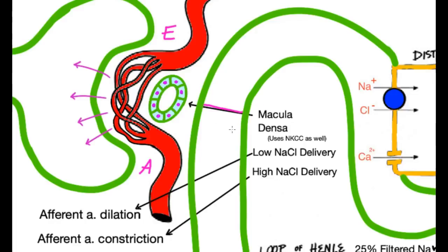Essentially what the macula densa is doing, it's double checking how much sodium and chloride is making its way to this level of the nephron, okay? And so it will take this information and it will adjust the vascular tone of the afferent arteriole at the glomerulus in order to regulate GFR. In other words, this is a sodium sensor, okay?